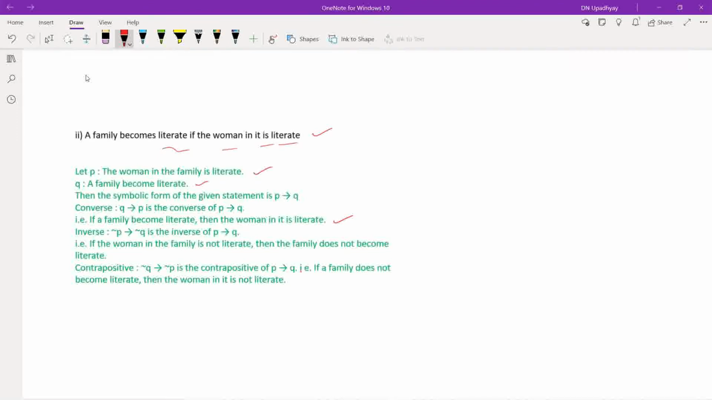Just change the sequence. And in inverse, negation P to negation Q means if the woman in the family is not literate, then the family does not become literate. And in contrapositive, change the sequence and negation. So if the family does not become literate, then the woman in it is not literate. Means in this the sequence also changed and the negation was also applied. Right?